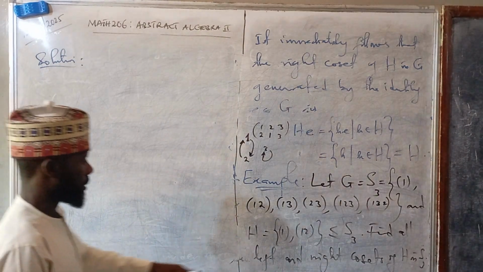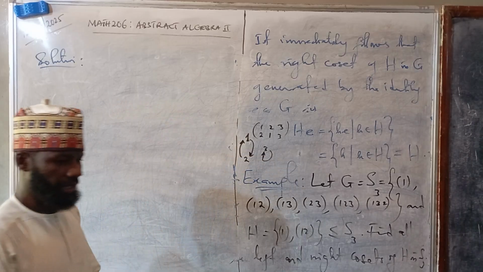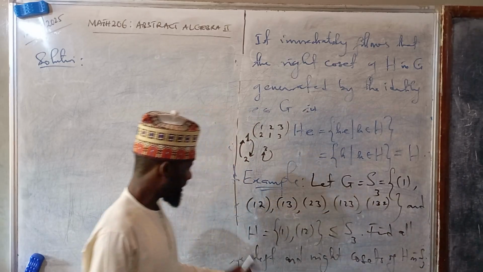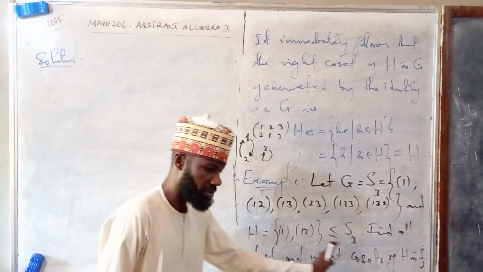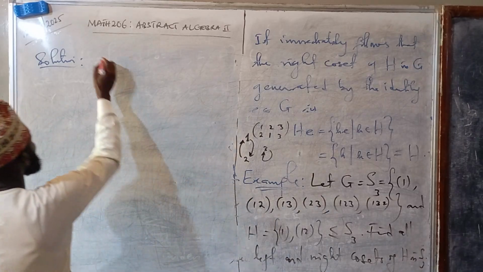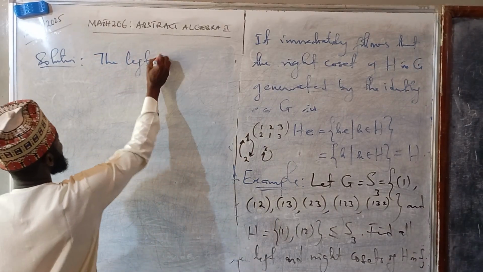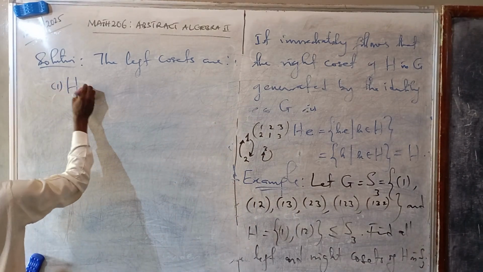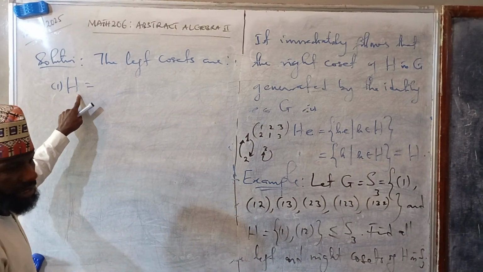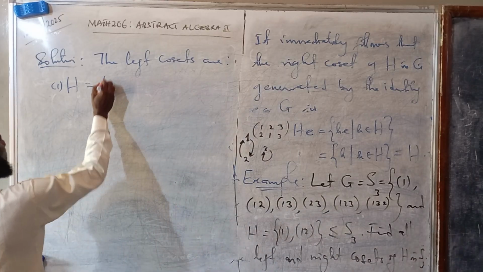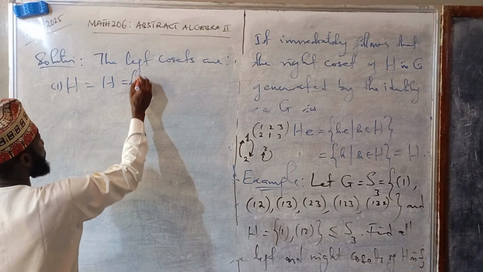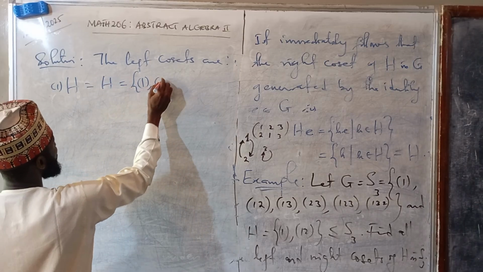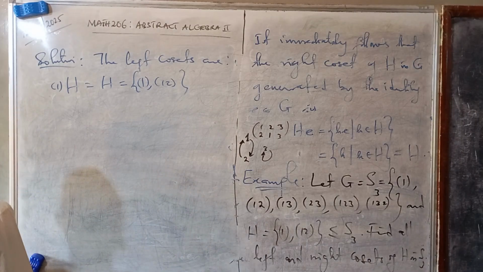So we are looking for all the left cosets. What is the left coset? It is just to pick an element from the group and multiply H with that element from the left. By the way, we start with the identity. Whenever you multiply with the identity, it doesn't change anything. This will still be H itself, which is {1, (1 2)}. That is what we have picked to be H.